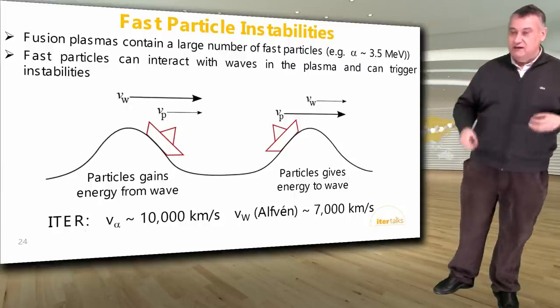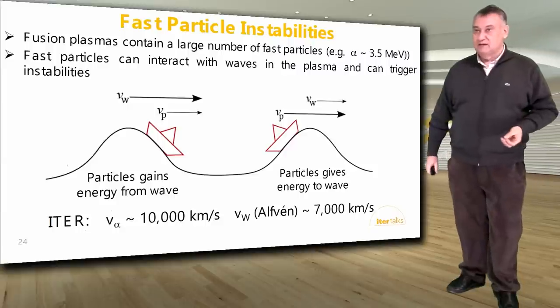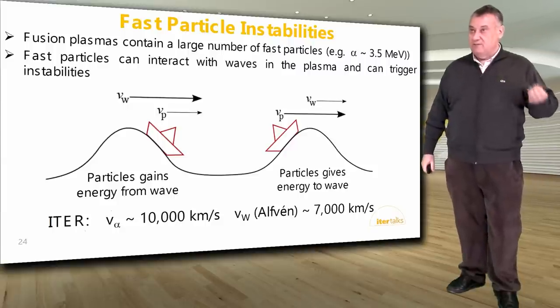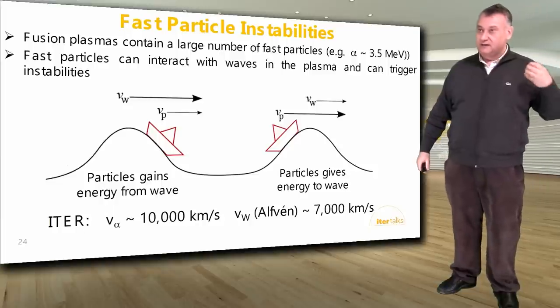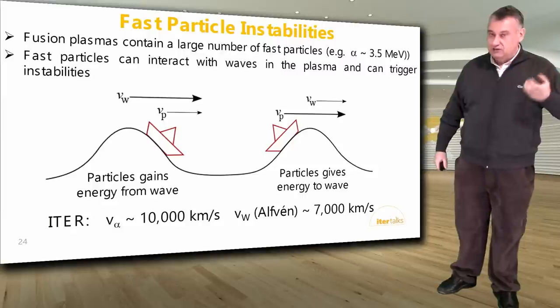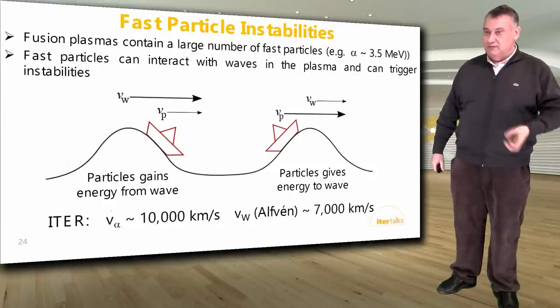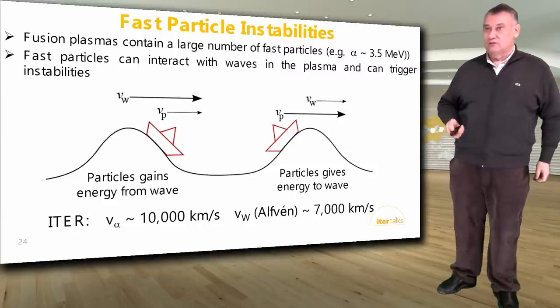So this instability is specific to fusion plasmas, in particular because of the large number of fast particles. It also occurs in non-fusion plasmas at lower energies, but they are typically less of an issue. And in the case of ITER, it's an instability that we have to understand and we have to control.